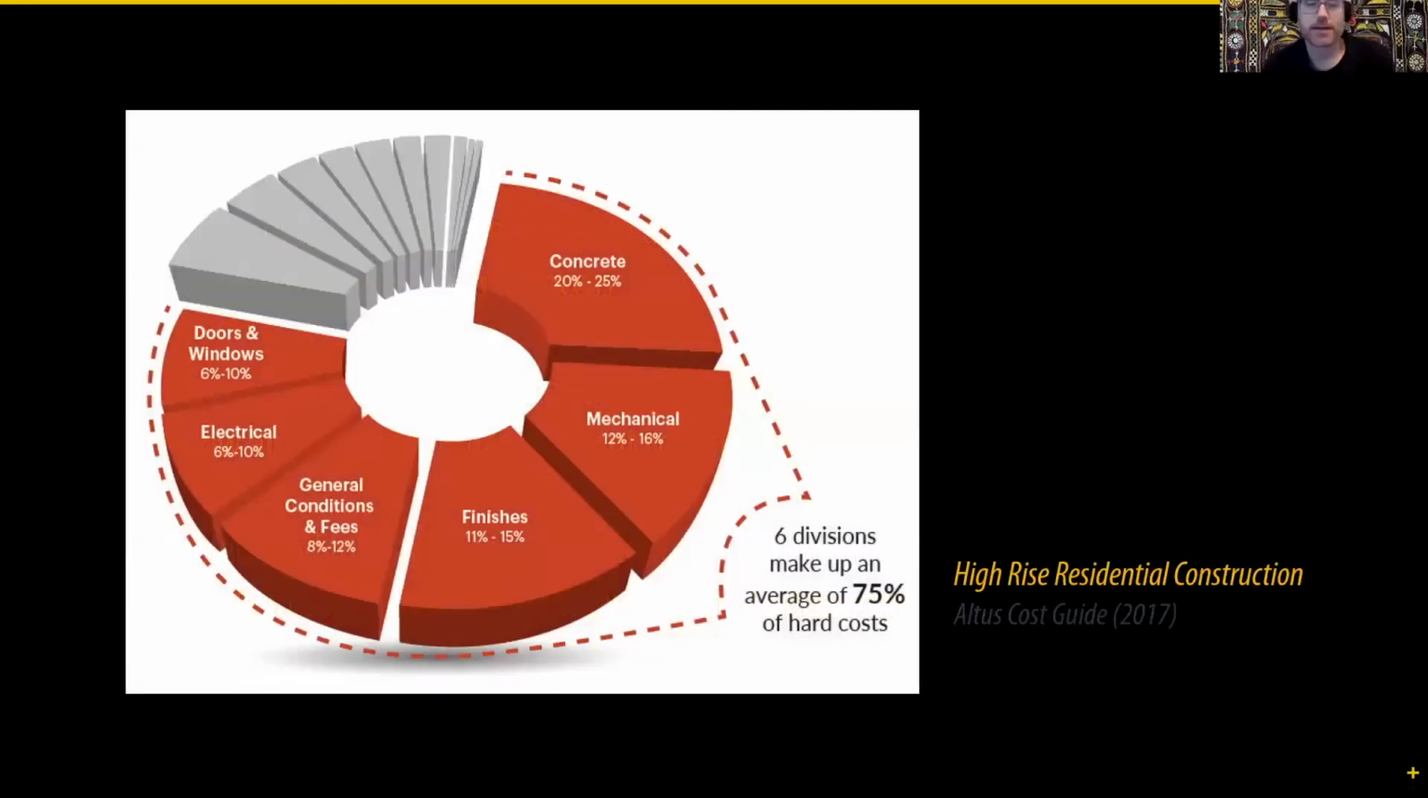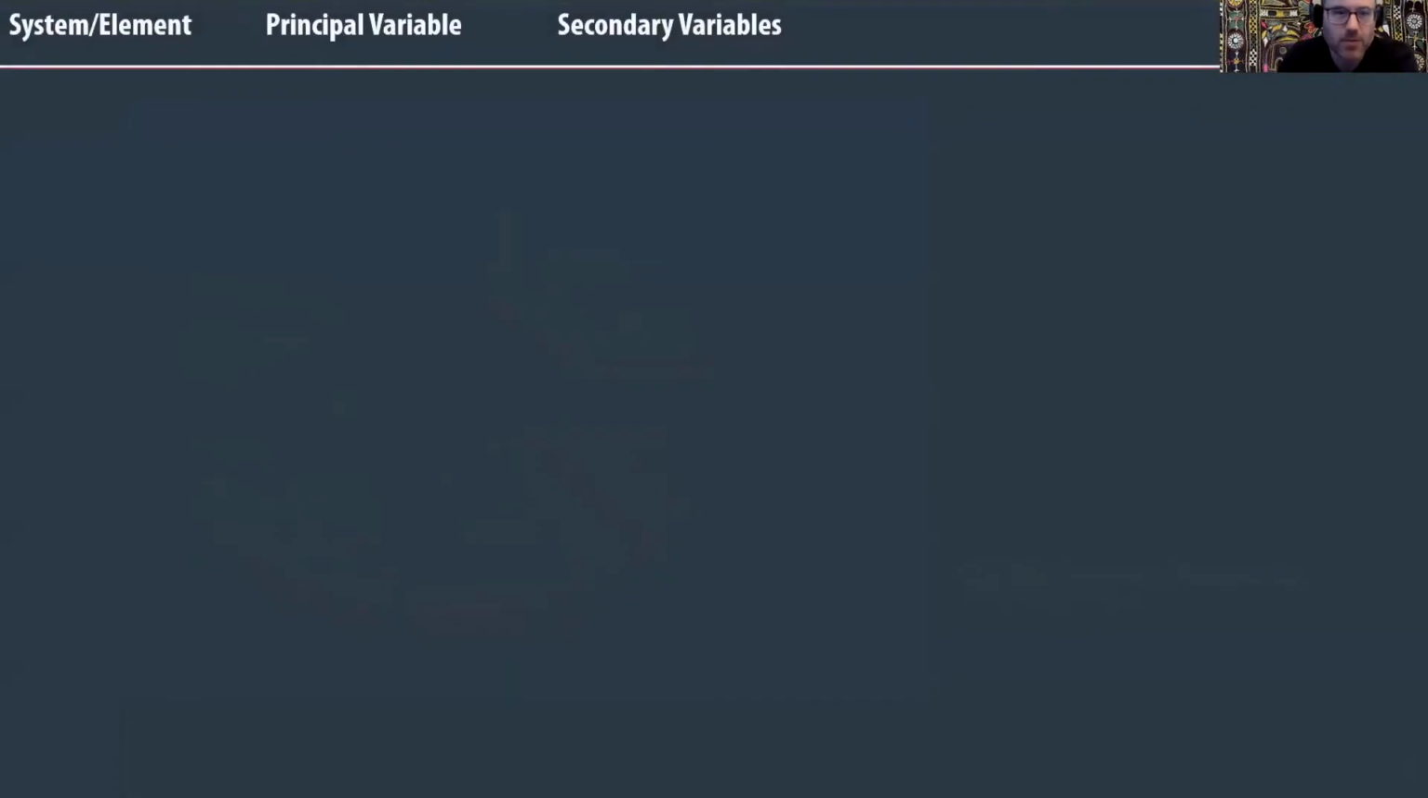So, a quick little diagram from Altus, which is a national professional cost estimating organization, and just an analysis of what makes up about 3/4 of the total hard cost. That's the building construction cost. So doors and windows, electrical, general conditions, finishes, mechanical, and concrete. It's just a little breakdown of different components, because when we look at where we can save money, we want to understand how the different components actually impact the total cost. And that was just a little teaser, and some of these slides are going to be a little bit wonky.